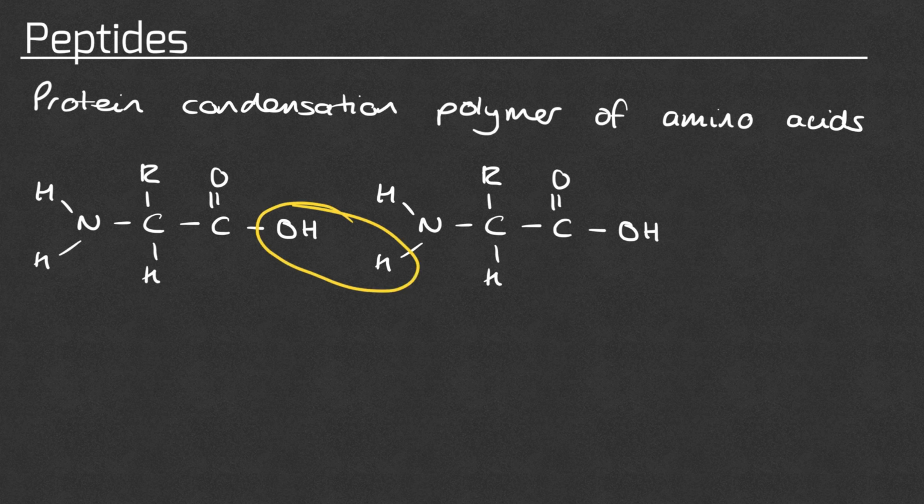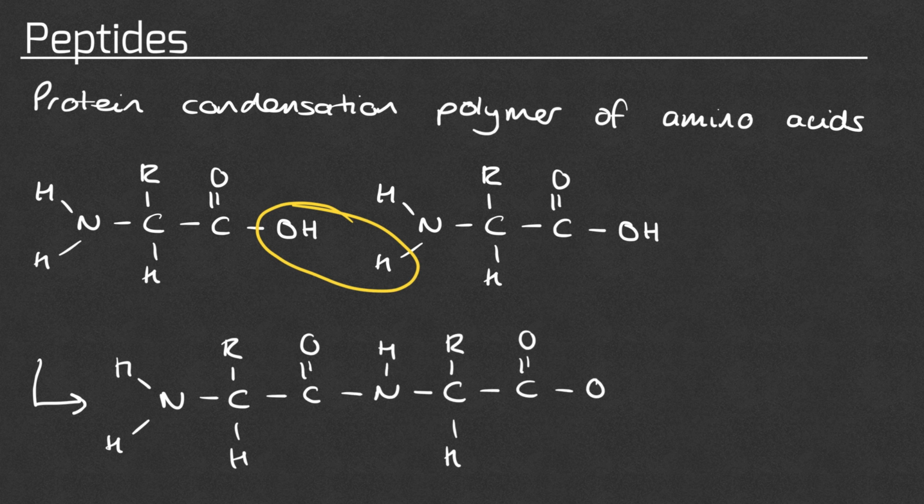This is where the two amino acids will join together. We're going to join the carbon on one of the amino acids from the carboxylic acid group with the nitrogen on the second amino acid. We can see here that by losing the OH from the carboxylic acid group and the H from the nitrogen, that is where our water molecule will come from. So if we join these two molecules together, we will have our dipeptide molecule.